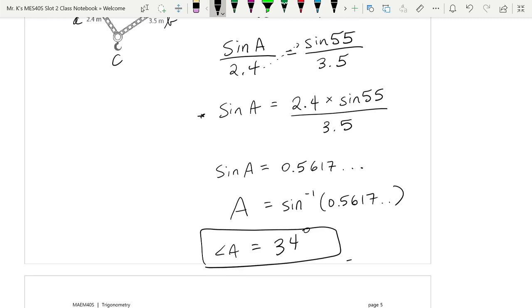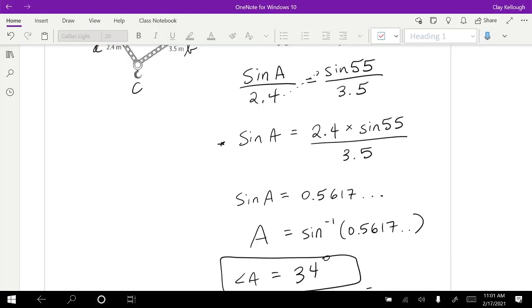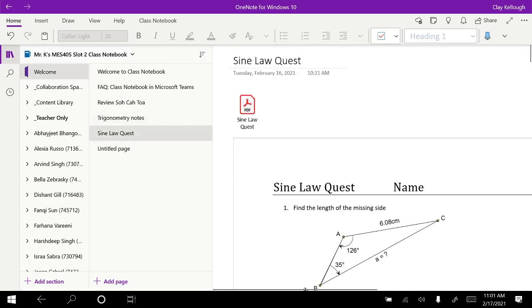You can now work on this lovely worksheet that we put together called Sine Law Quest.